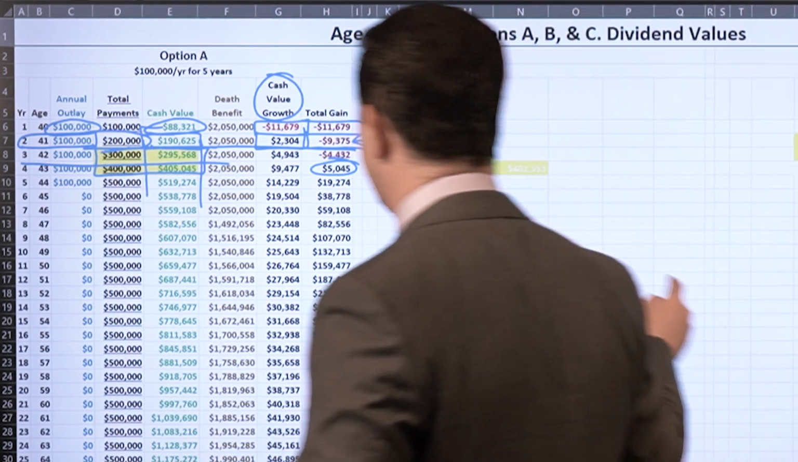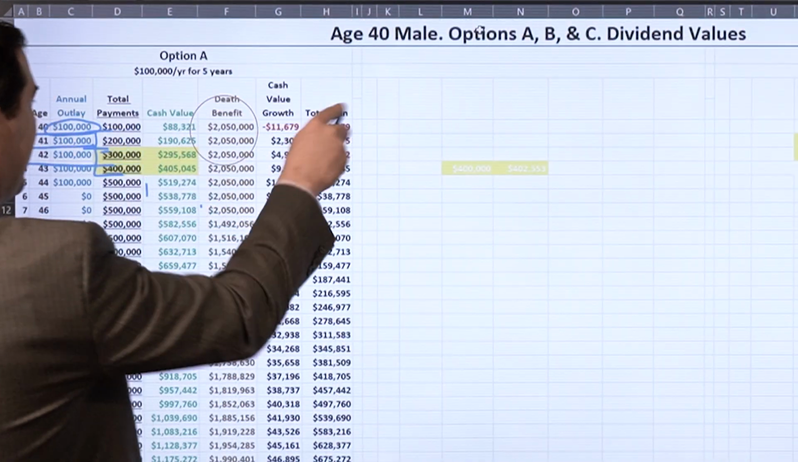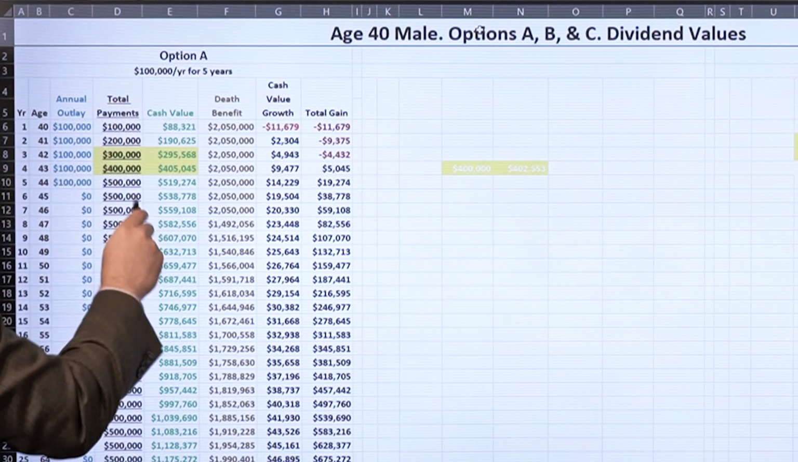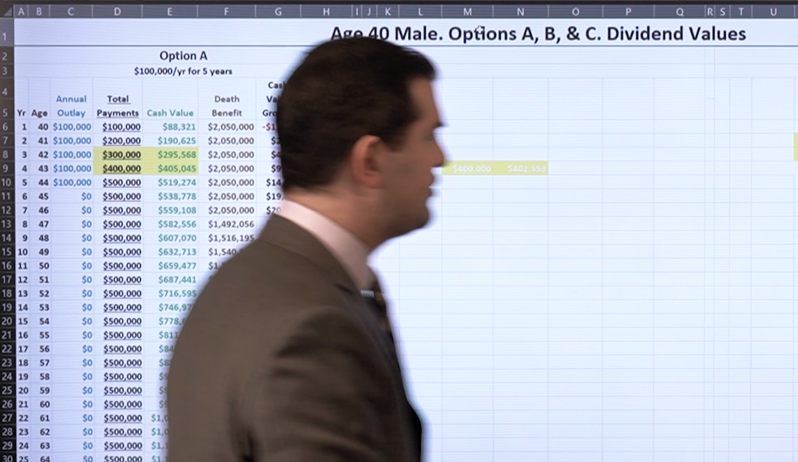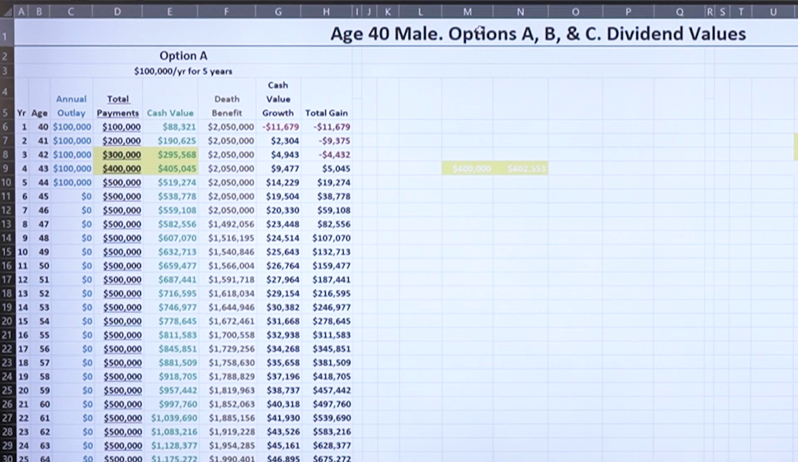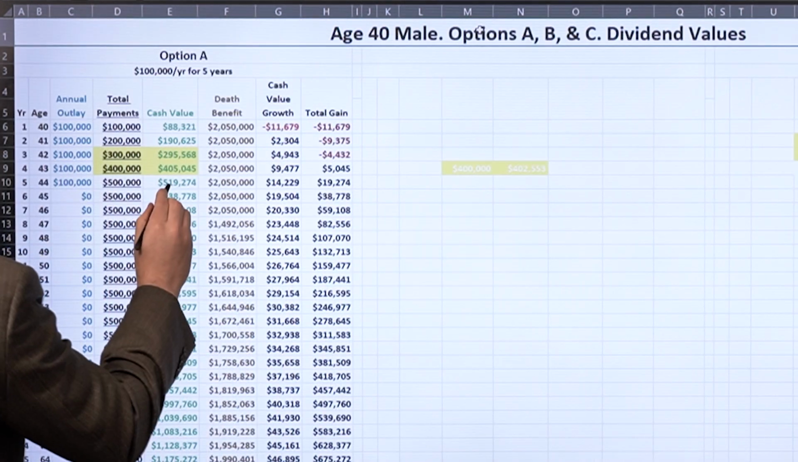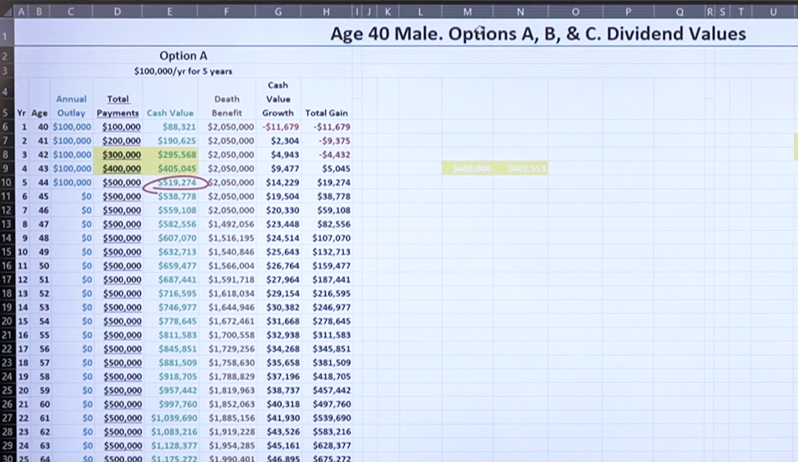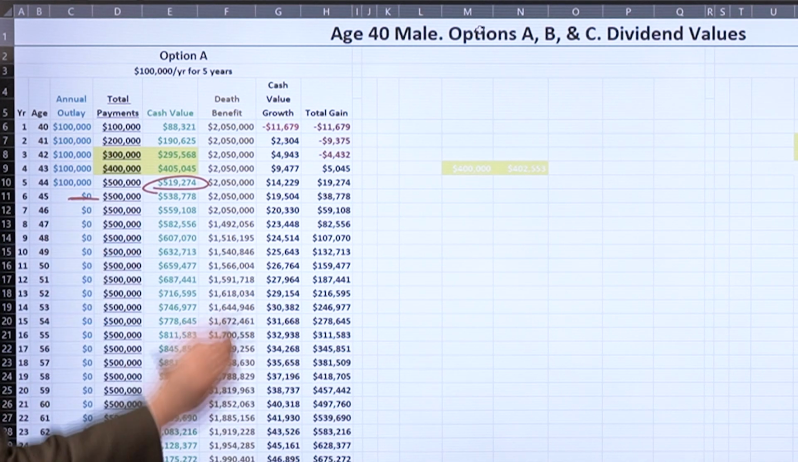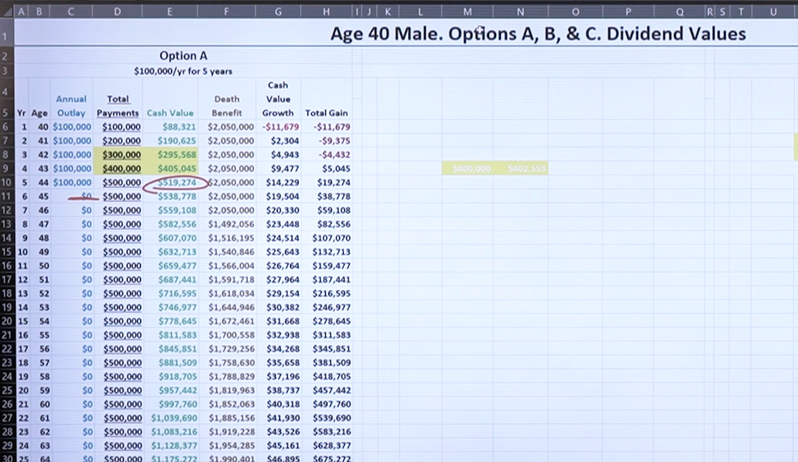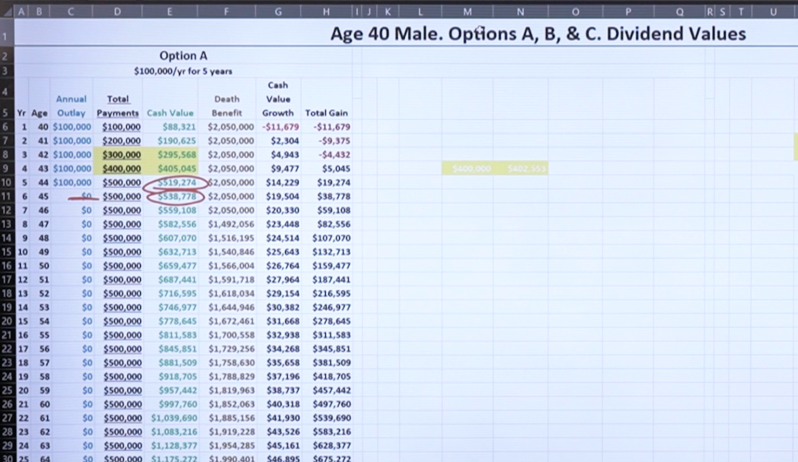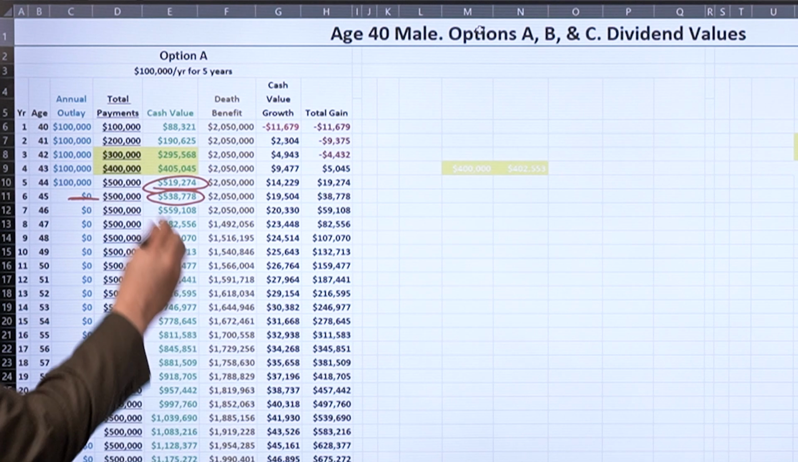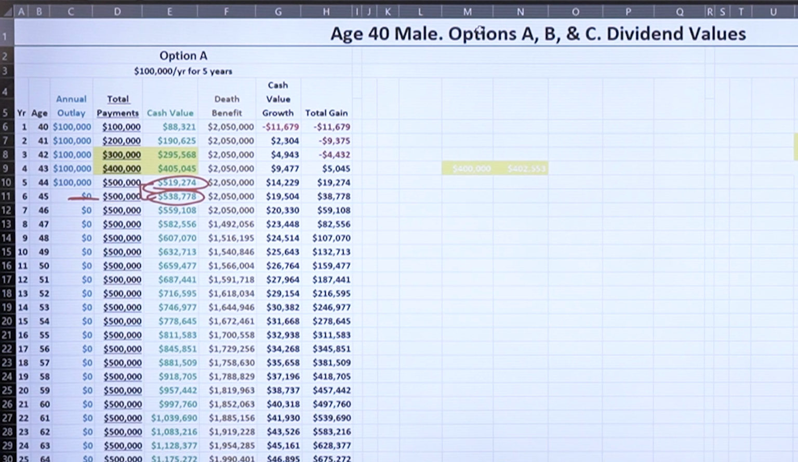It gets a whole lot easier in year 6, tracking the growth that is. And the reason why is because we're not paying anything in. So if you look at year 6, what's your cash value? Let me back up. Year 5, what's your cash value? 519 and change. How much do you pay in year 6? Nothing. Goose egg. What's your cash value the next year? 538. So the actual cash value growth would be the difference between 519 and 538.